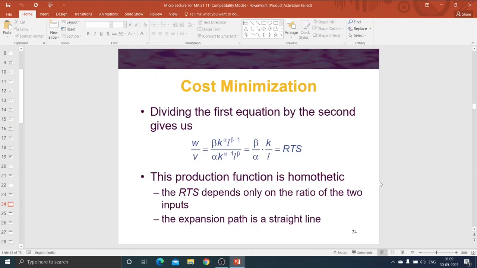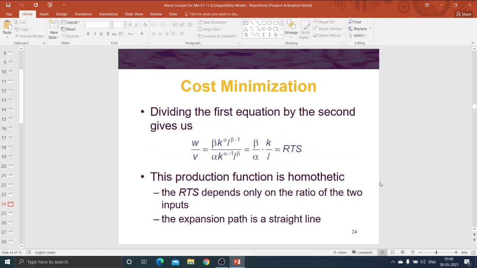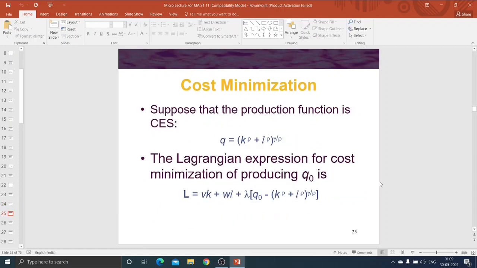That is why this beta by alpha is very important in this case. So the capital-labor ratio is also very important, which depends on the input ratio which we apply for the production. So the expansion path is a straight line in that context. Otherwise, if it changes, then the expansion path won't be a straight line in that sense.